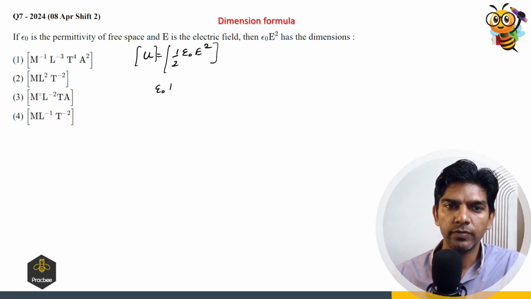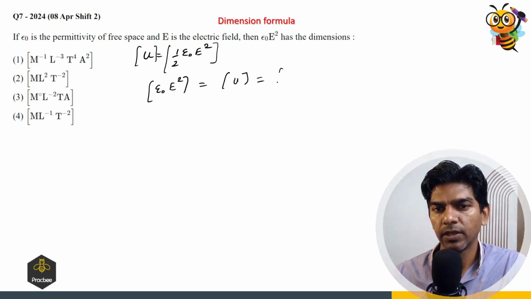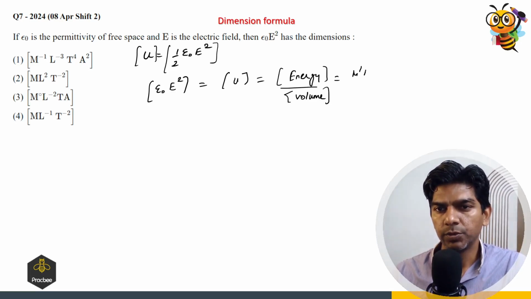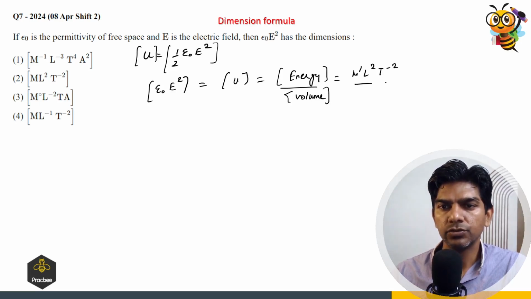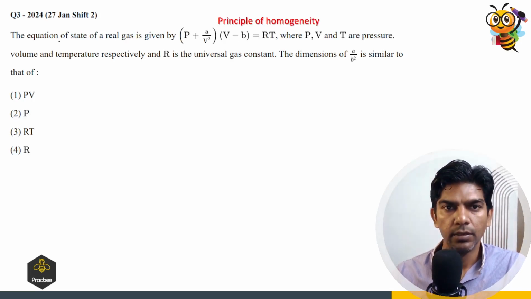So the dimension of epsilon naught E square will be the same as the dimension of energy density, which is energy per unit volume. Energy is M raised to 1, L raised to 2, T raised to minus 2, and for volume it will be L raised to 3. So it will be M raised to 1, L raised to minus 1, T raised to minus 2. So 1, minus 1, minus 2. So option 4 is the right answer.